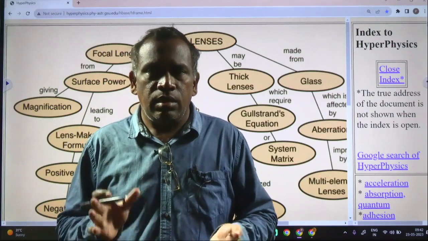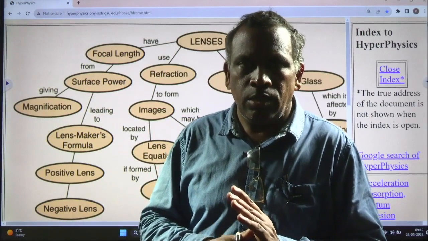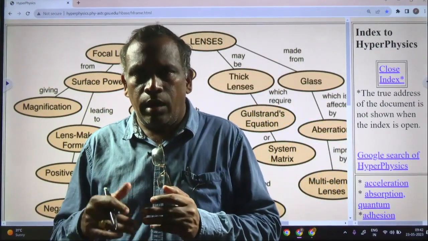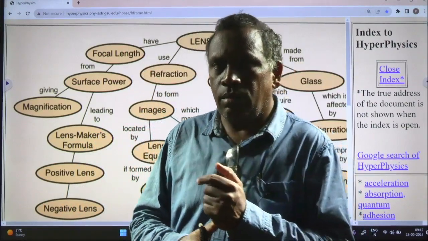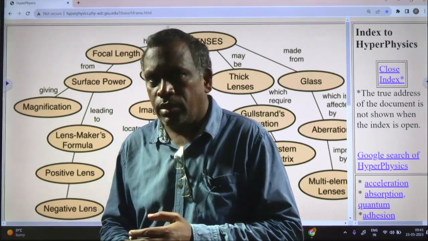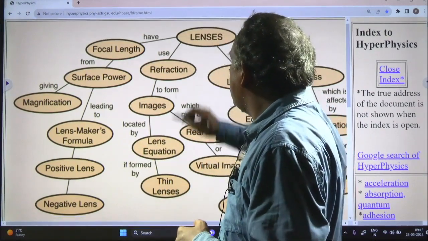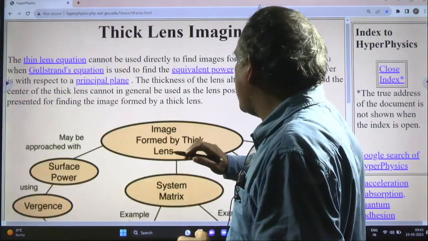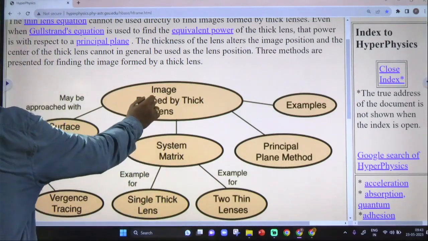A lens is made up of two different surfaces. So there is a convex lens, concave lens, plano-convex lens, plano-concave lens, etc. These are the different types of lenses. See, thick lenses, the image formed by the thick lens if you take.